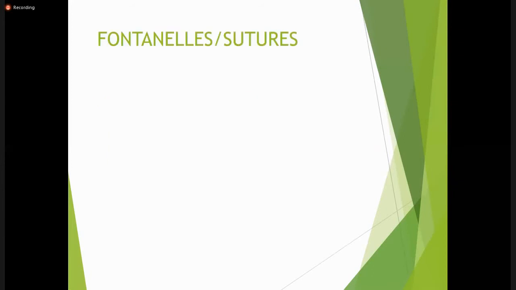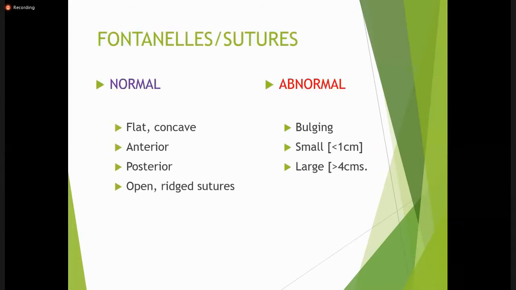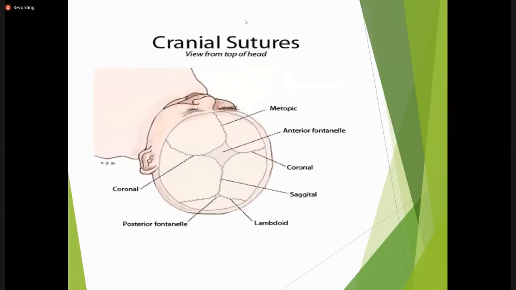Now comes the fontanelles and the sutures. So normally there are 2 fontanelles, anterior and posterior, and they are usually open, flat, and concave. If there is any bulge, or they are too small or large, then these are considered abnormal. So first you have to know this is the scalp view, which is showing the anterior fontanelle and the posterior fontanelle.